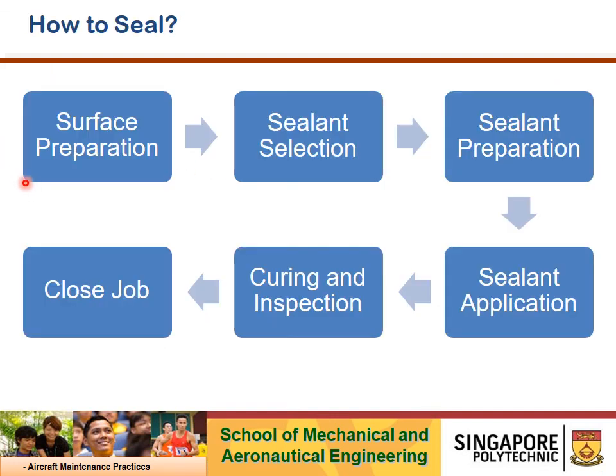So how do we carry out sealant application? First, surface preparation. Thoroughly clean the surface with solvents. Then select the sealants to be applied by referring to the structure repair manual or aircraft maintenance manual. Mix the sealant using the weighing machine in a proper ratio. Then apply the sealant. Okay, and then wait for the cure time to reach and inspect the sealant, then close the job.